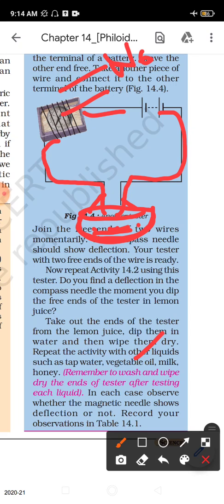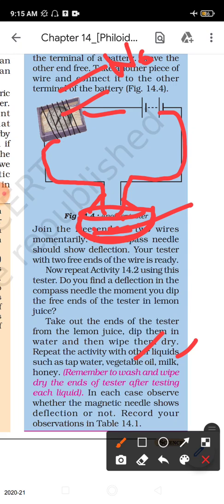That means the vegetable oil is an insulator. It does not conduct electricity. Next thing we have to test is milk. We have to place the milk in this bottle cap, and we will see a little bit of deflection in the compass needle.